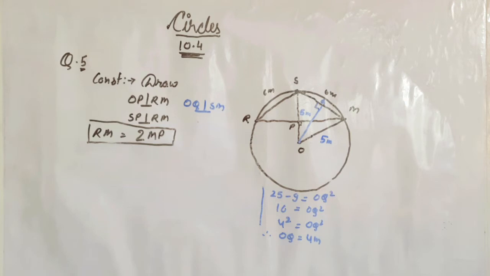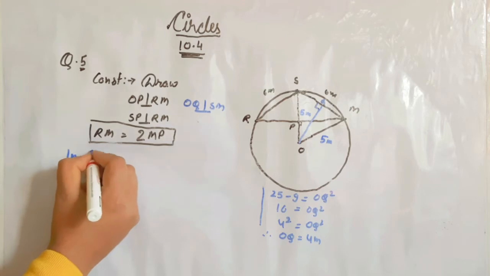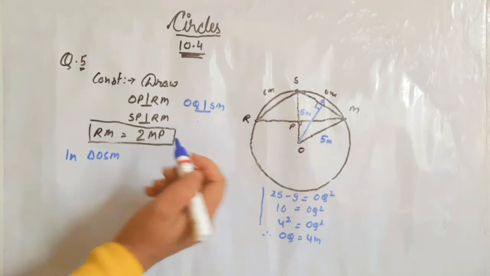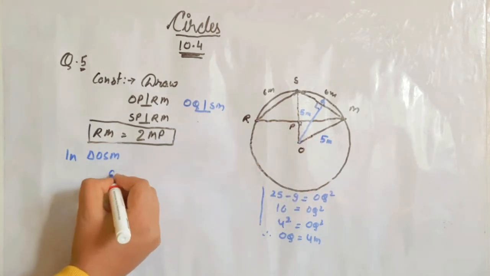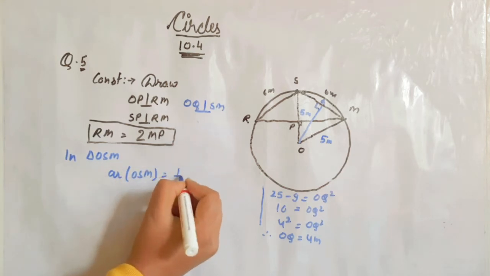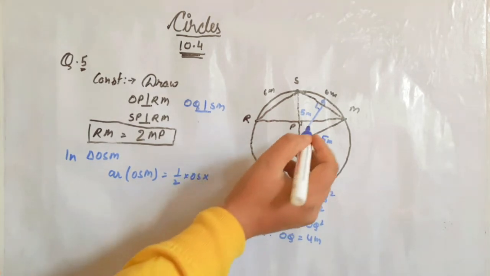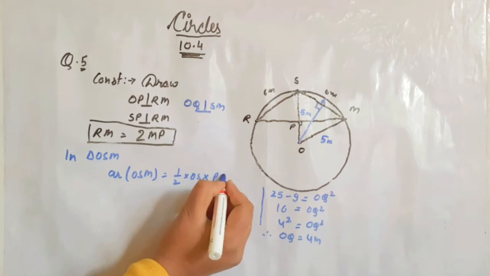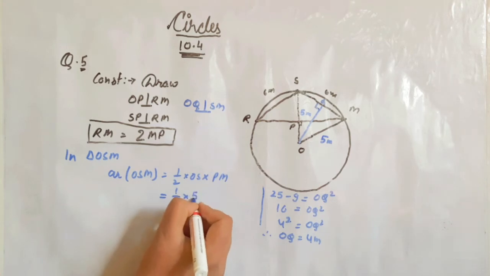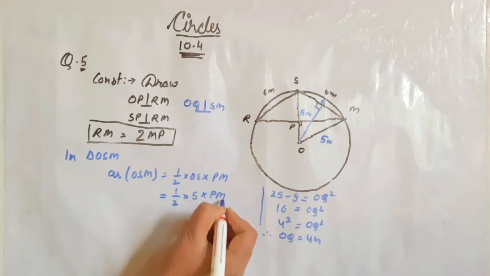So to find it out, first of all, in triangle OSM, if OS is the base, then the area of triangle OSM will be equal to half into base OS into perpendicular PM. OS is given as 5, so half into 5 into PM, and PM we have to find out.